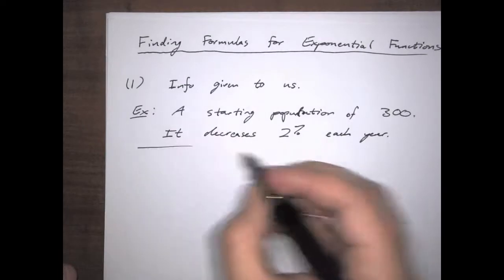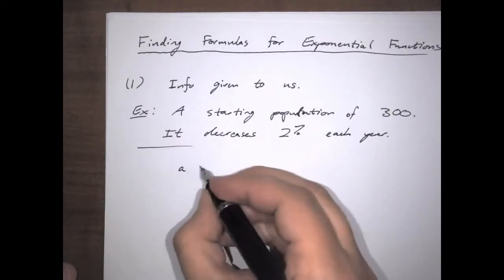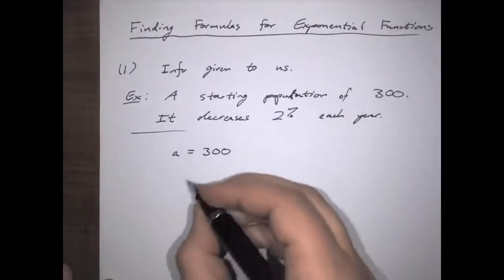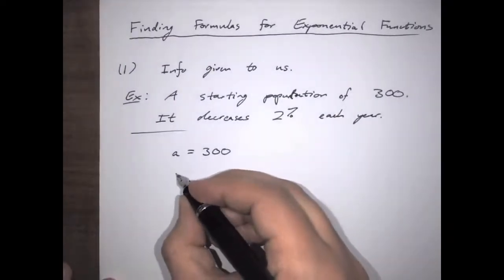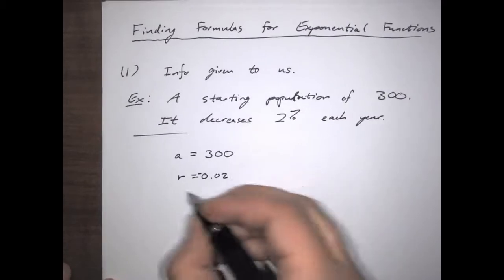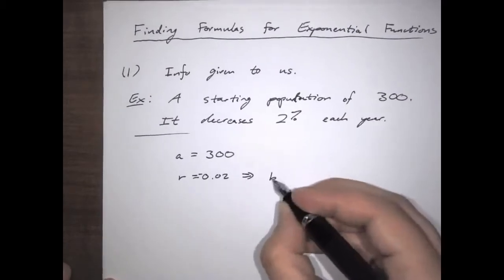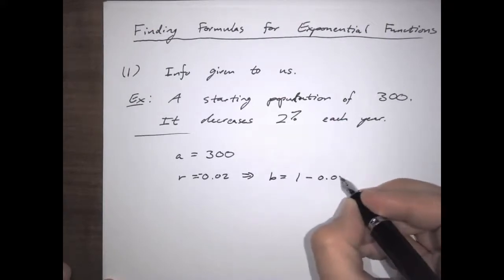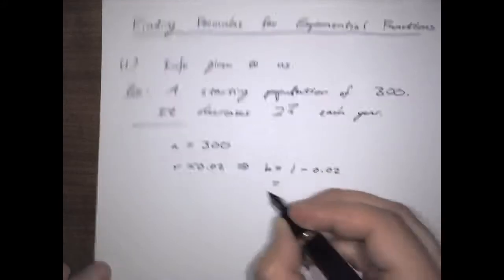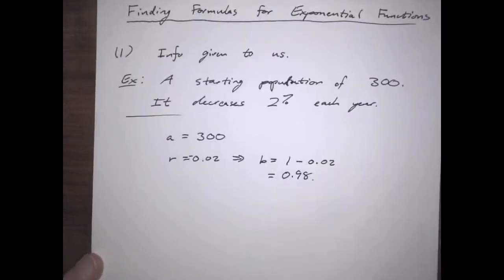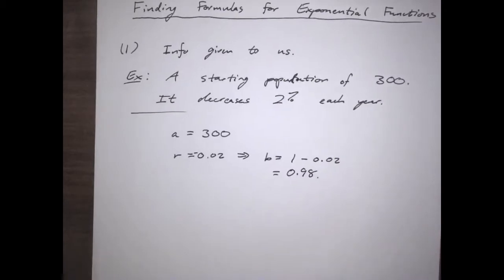So then that tells you right off the bat, A is 300, decreases 2%. So that means R is negative 0.02, which means that B is going to be 1 minus 0.02. So B is what you keep if you lose 2%. So that's going to be 0.98. So this is the easiest kind.